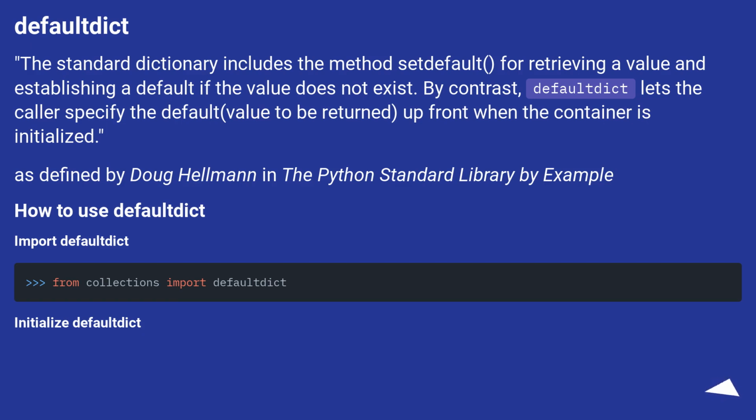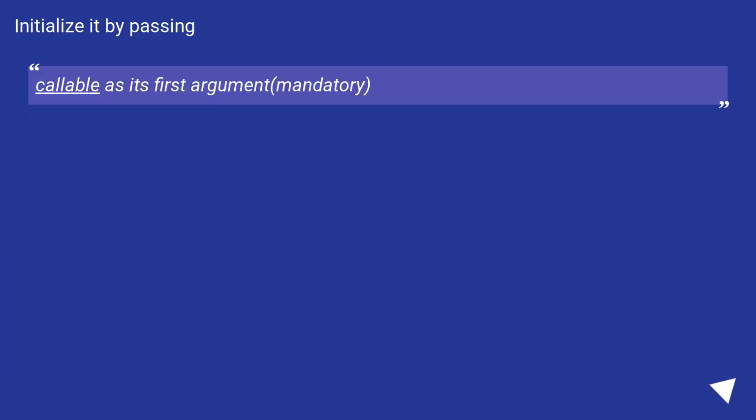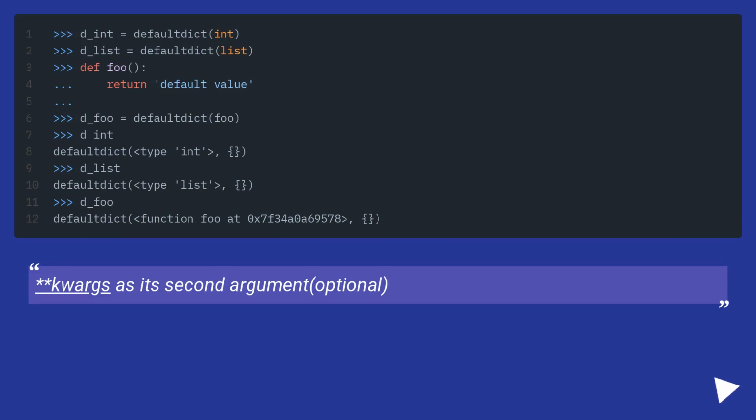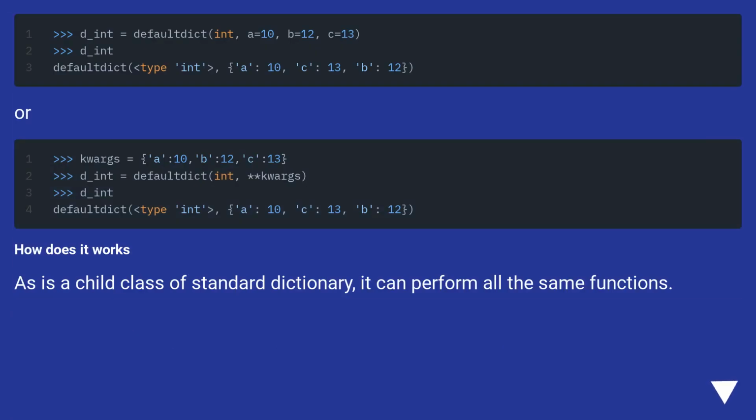How to use defaultdict. Import defaultdict. Initialize defaultdict. Initialize it by passing a callable as its first argument, which is mandatory, and kwargs as its second argument, which is optional.